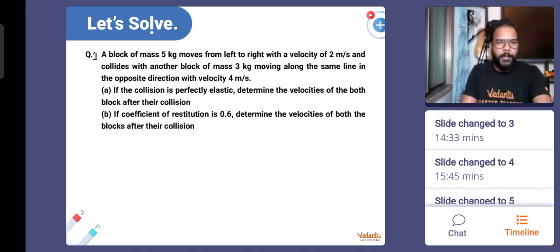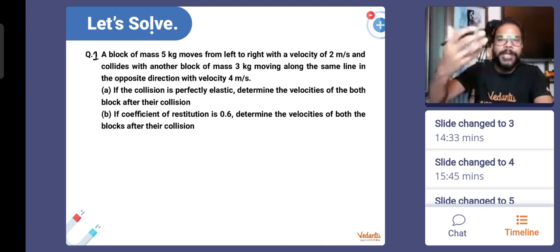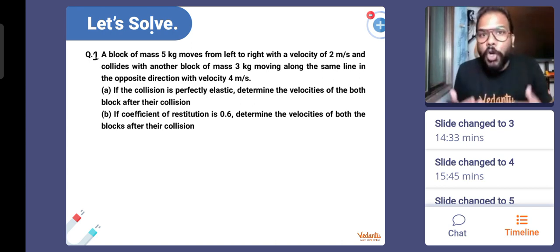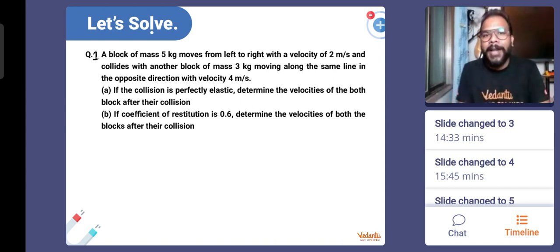Question number 1 is a detailed question, so pay attention. We have a block of mass 5 kg moving from left to right with a velocity of 2 meters per second, and it collides with another block of mass 3 kg moving in the opposite direction with a velocity of 4 meters per second. I am drawing it on the next slide for all of you, so please do not ask me to go back again and again.